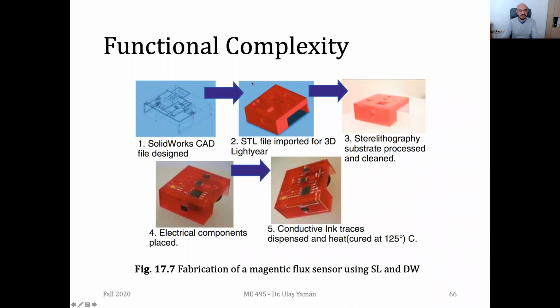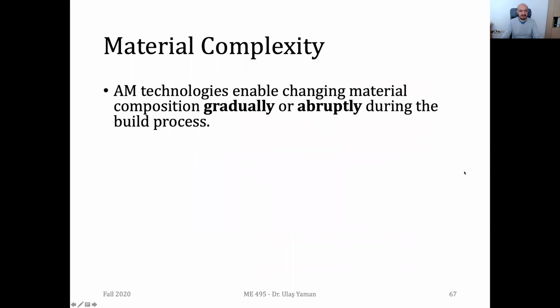And here is another example of functional complexity. You can produce the part and then embed some electronic components onto the part. So this results in a functional product.